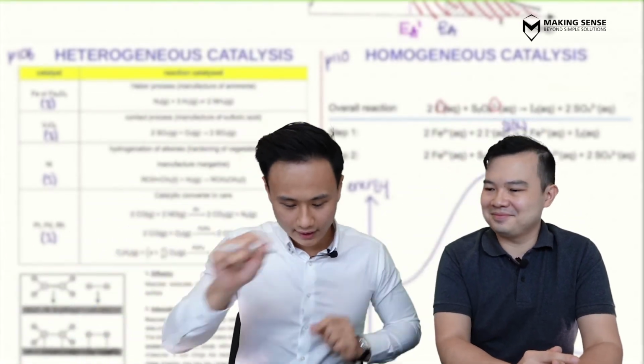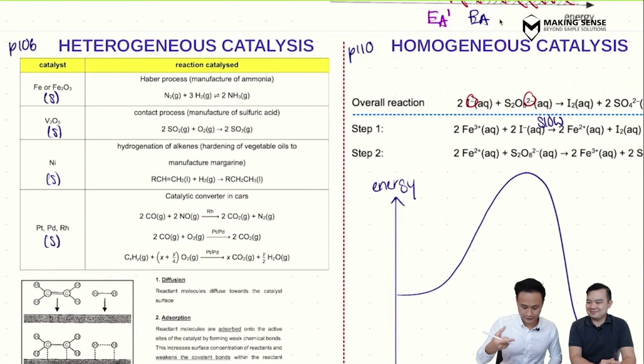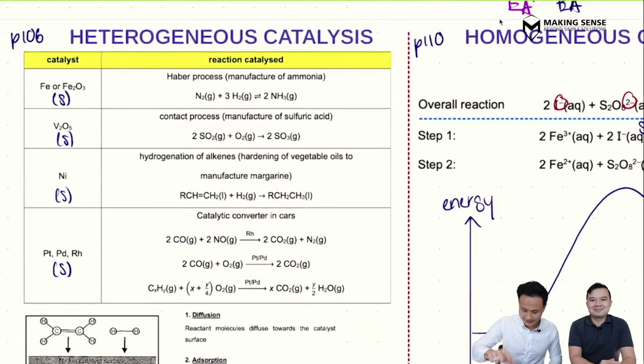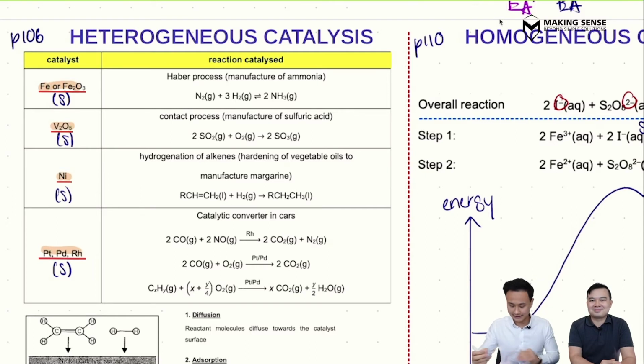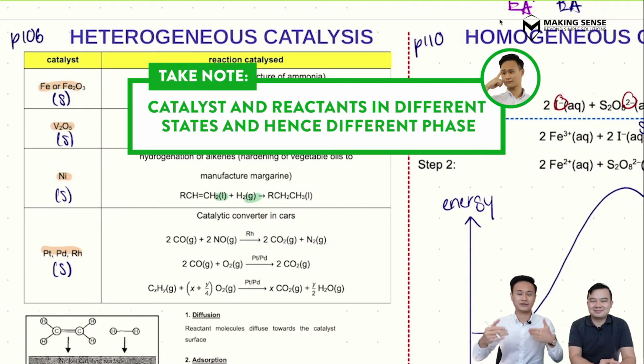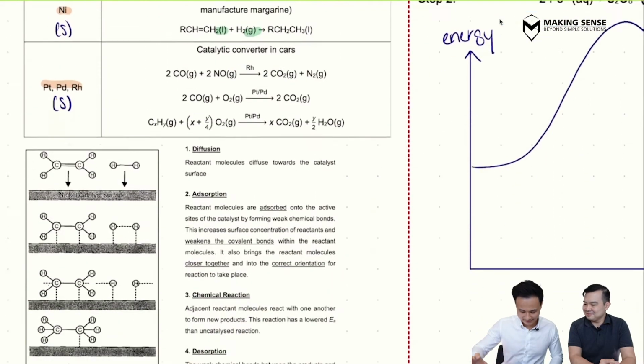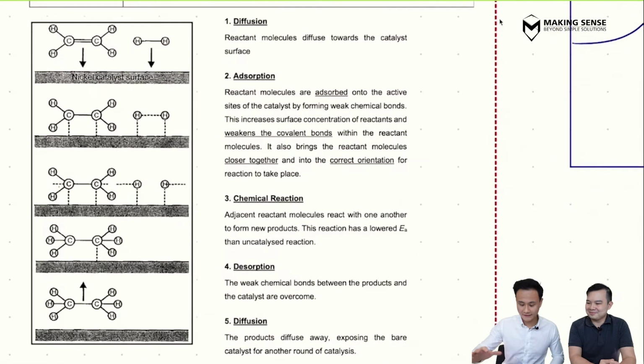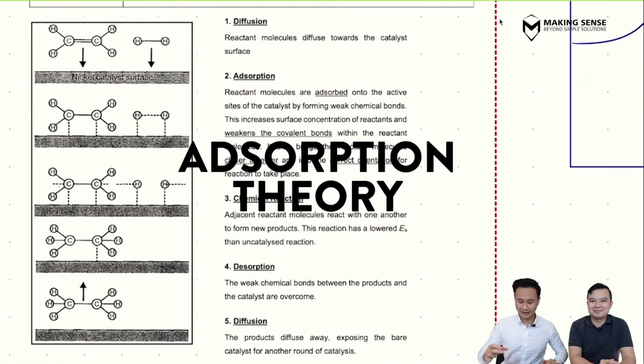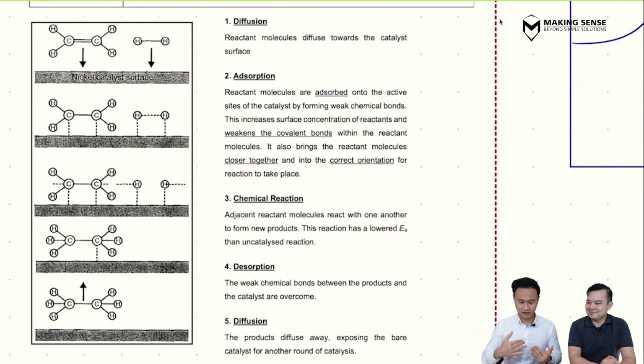All right? Now, if you zoom in on heterogeneous catalysts, page 106, you can see how all these catalysts here are in a solid state, and all the reagents for the reactions they catalyze are in different states, all right? And I won't highlight everything for you. So again, when the states are different, the phase will definitely be different. But again, remember, phases can be different even if the states are the same. Now, to understand better how a heterogeneous catalyst works, you need to first understand the idea of adsorption theory. Now, adsorption theory undergoes 5 different stages. So we have diffusion, adsorption, chemical reaction, desorption, diffusion.